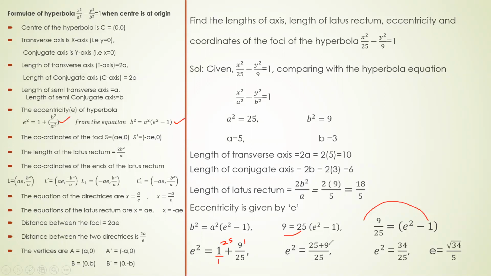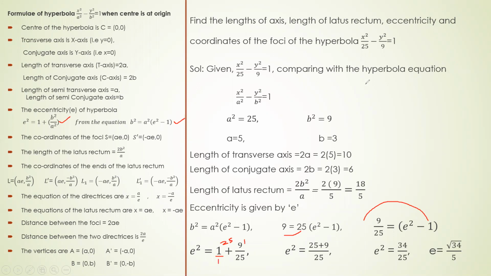So 25 plus 9 is 34, whereas the denominator will be 25. When you take the square on the other side, it will become a square root here. Square root of 34 is not a perfect square, so we will keep it as it is. Square root of 25 is 5. So this is the eccentricity value. Eccentricity value will be root 34 divided by 5.